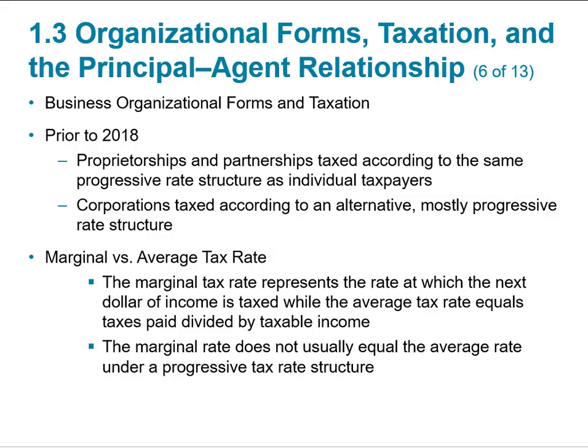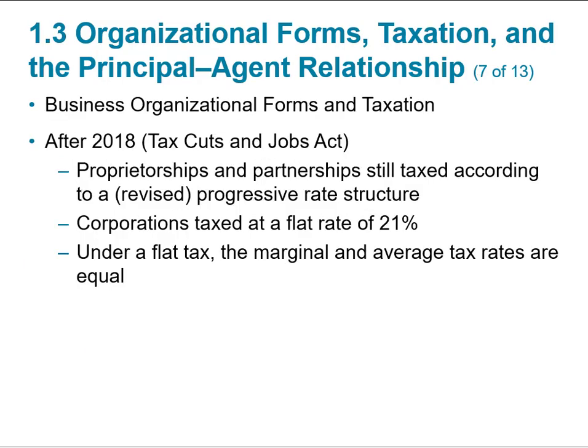So the marginal tax rate, when you think about making decisions, decisions are all about the future. So the marginal tax rate refers to taxes on future dollars. That's the tax rate that we should use in decision making. After 2018, again, proprietorships and partnerships are still taxed on a rate structure similar to before, but it's slightly revised. Corporations are now taxed at a flat rate of 21%. So under 21%, the marginal and average tax rates are now equal. They're the same.